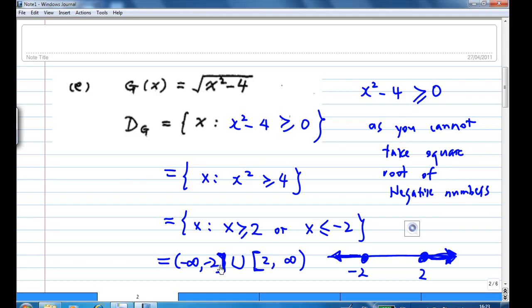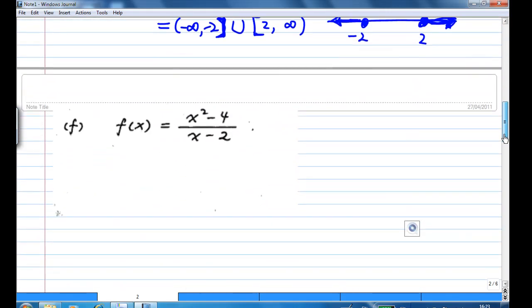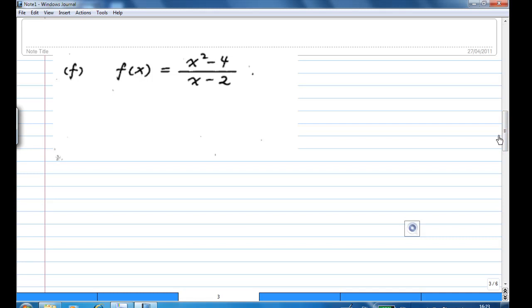This is how we find the domain of g. Now let's look at another one. Suppose f(x) = (x² − 4)/(x − 2). Then the natural domain of f here will be all the x such that the rule makes sense.